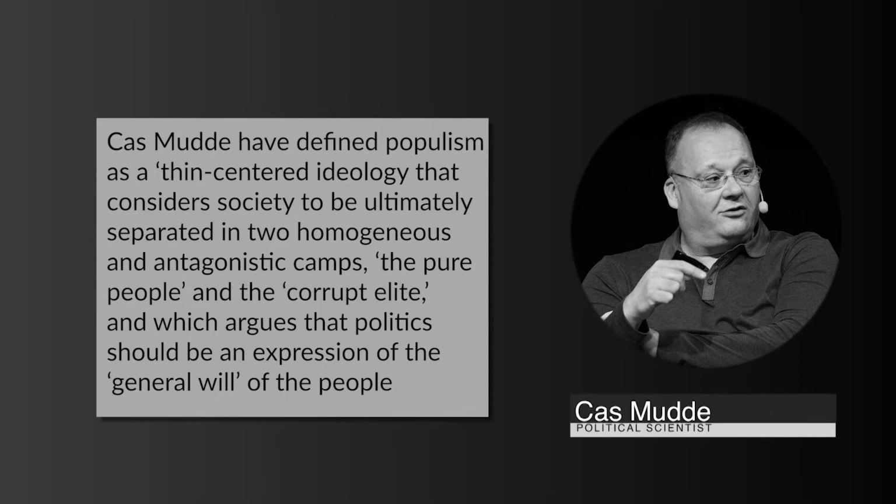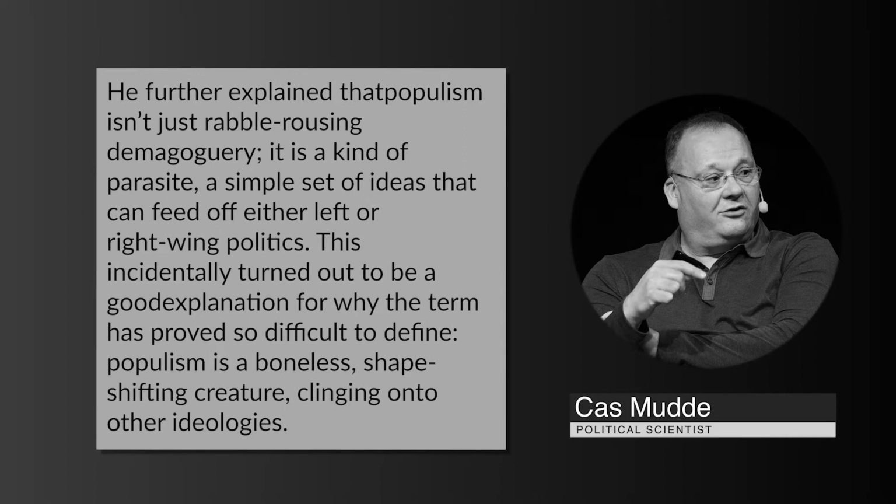One of the famous scholars, the political scientist Cas Mudde, has defined populism as a thin-centered ideology that considers society to be ultimately separated into homogeneous and antagonistic camps. Therefore, there is an us versus them kind of debate. He further explained that populism isn't just rabble-rousing demagoguery, it's a kind of parasite, a simple set of ideas that can feed off either left or right-wing populism. Incidentally, this turned out to be a good explanation for why the term has proved so difficult to define. It is easy to say, but very hard to define what populism actually is.